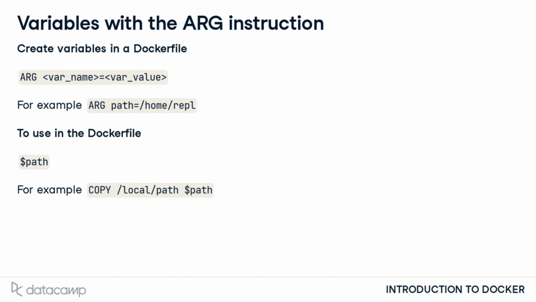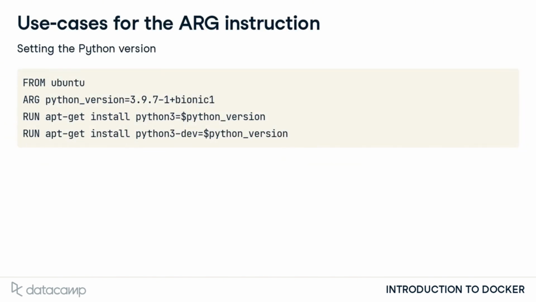However, it can only be used in the Dockerfile. The variable won't be accessible after the image is built. In other words, if you define a variable with ARG in a Dockerfile, build an image from that Dockerfile, and then start a container from that image, that variable will not exist inside the container. Typical use cases for the ARG instruction are to define a version we need in multiple places throughout the Dockerfile.